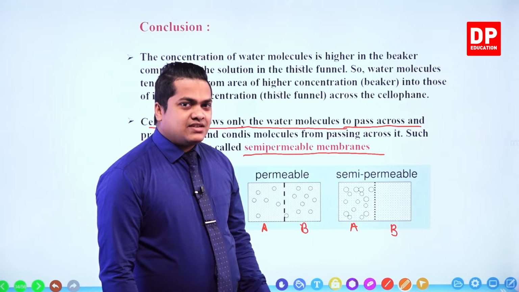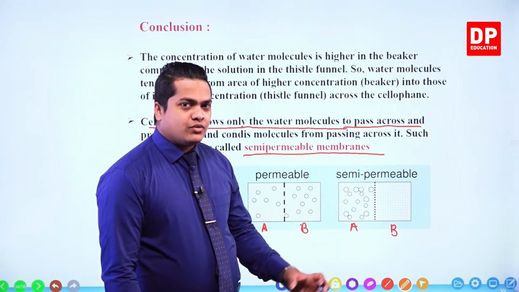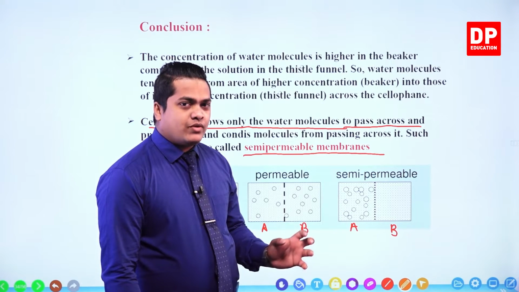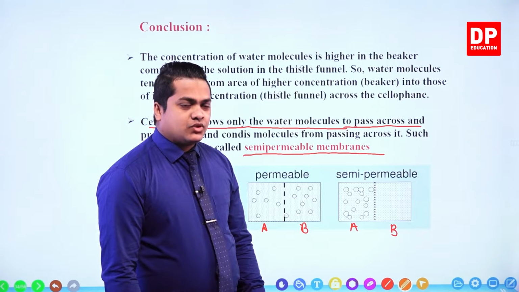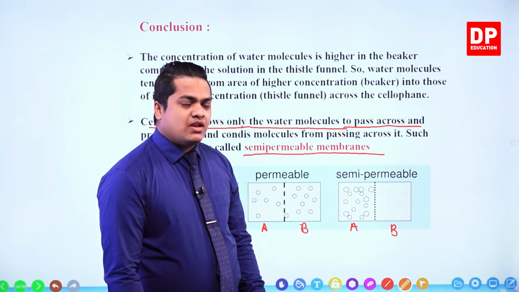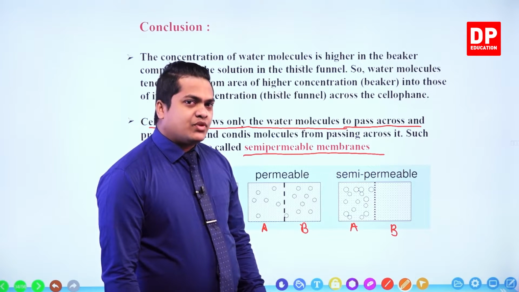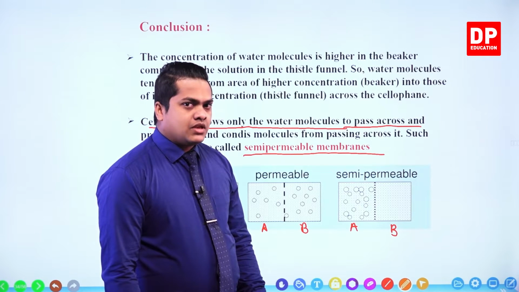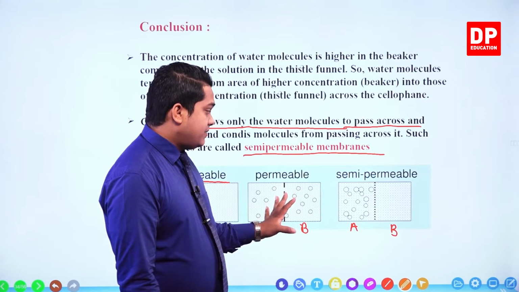So these permeable layers are going to allow the entry and exit of any kind of particle. Any kind of particle can enter the system through the permeable membrane, and any particle can exit the system through the permeable membrane. So this is the permeable one.